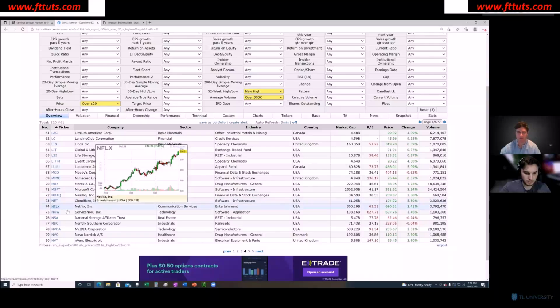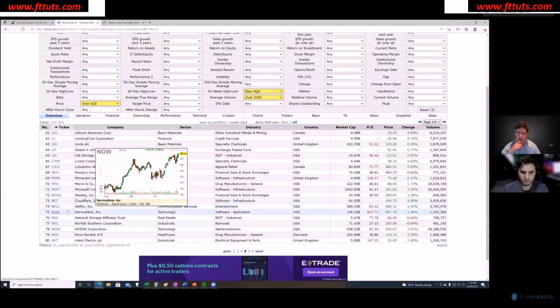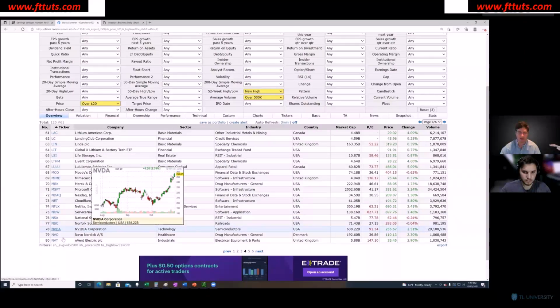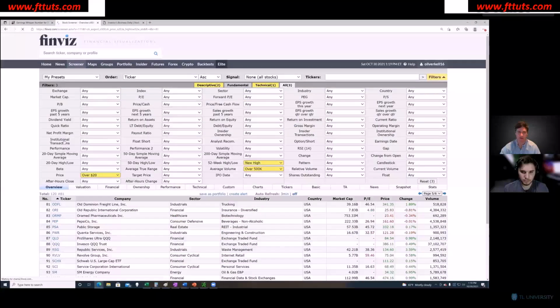ServiceNow, this is interesting to me because it gapped down big on earnings, and it actually got bought up and even like gapped up, I believe, the next day. So just like a sign as to how strong the market is when you start seeing these kind of brand names like NVIDIA, ServiceNow, Netflix on the new highs list. It kind of tells you that we're in a fairly attractive market.